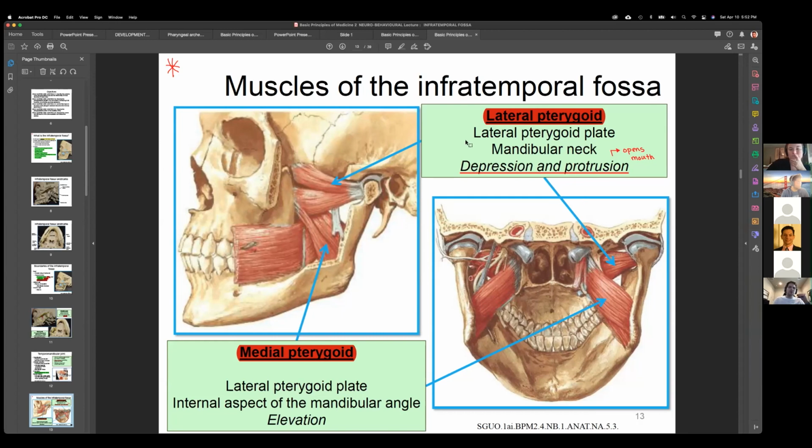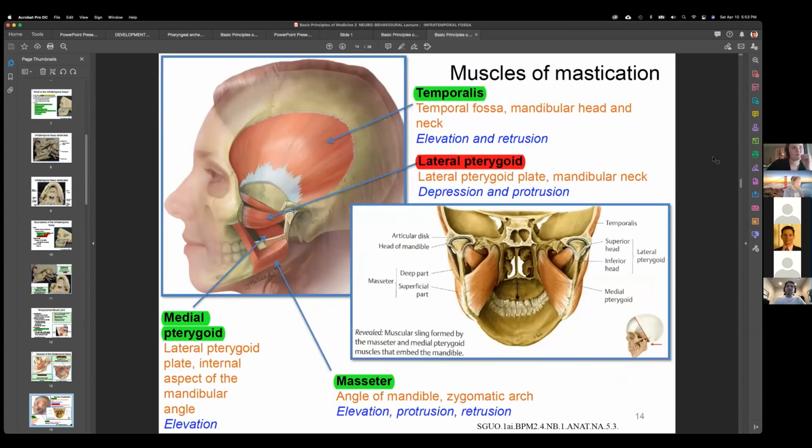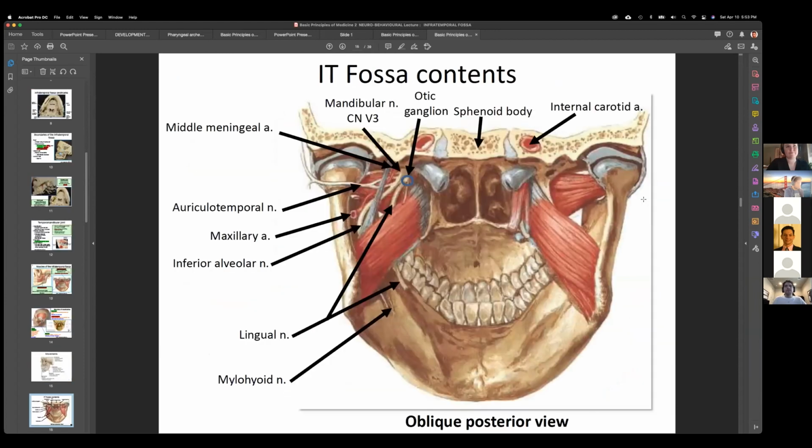You have more power closing your mouth than you do opening it. So that's why you need 3 muscles to close it, where only one will help you to depress it. And you can see that here. Remember, these are muscles of mastication, so that's going to be trigeminal, V3 specifically. Then the IT fossa, so again, just like it had in the beginning.